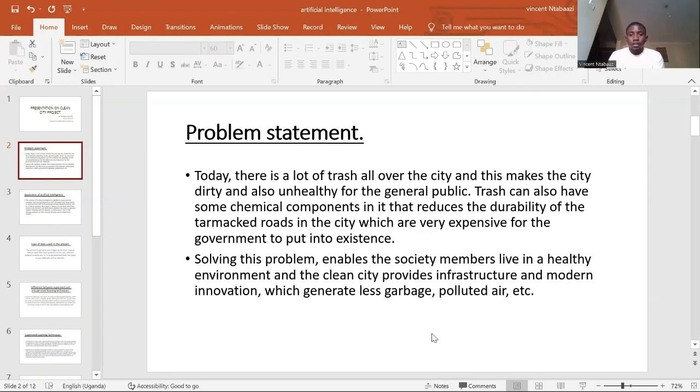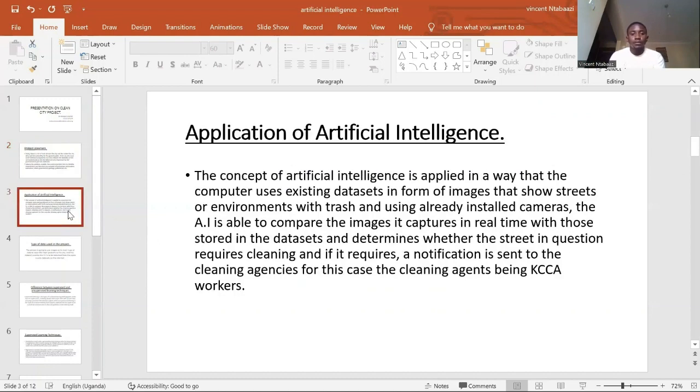We are going to have an artificial intelligence machine that can determine which streets are dirty, and then it sends notification to the people in KCCA so that they can send the people responsible to go and clean those areas. So I think it will be able to help the community because it will simplify the process of knowing which place is dirty and which place is not. So they don't waste their time going to places that don't need to be cleaned. And also it enables them to concentrate on the places that require cleaning.